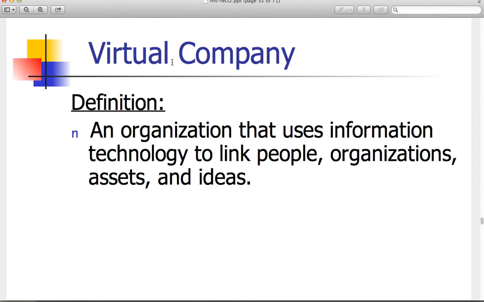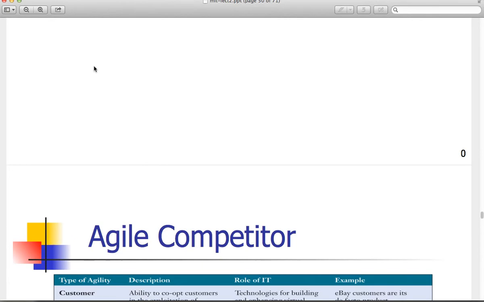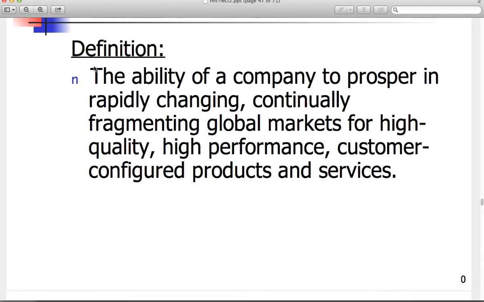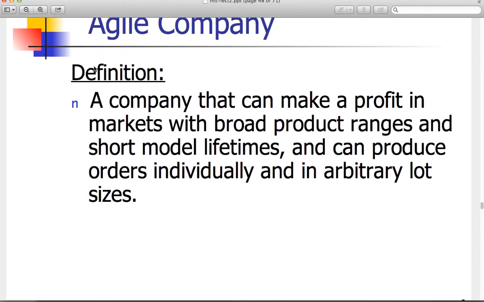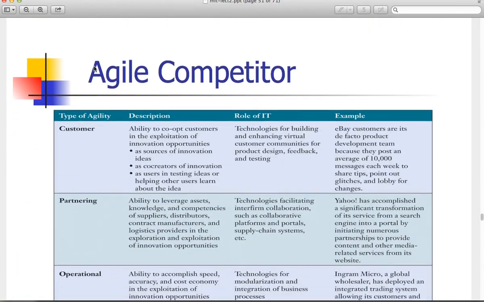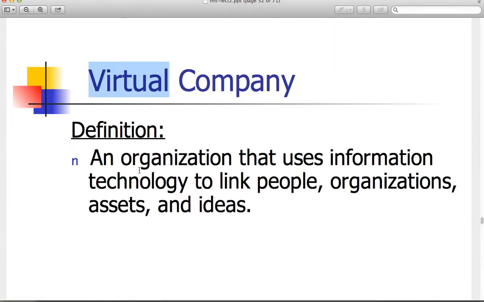So I don't actually like the word virtual because it leads to the wrong conclusion. If you come back up and compare it to the agile company, and if I had the definition in here, agile company, here it is: a company that makes a profit in markets with broad product ranges and short model lifetimes and can produce orders individually and in arbitrarily sized lots. Well, they just adapt better to change. They're flexible. And then you say, well, what about one that uses information technology?